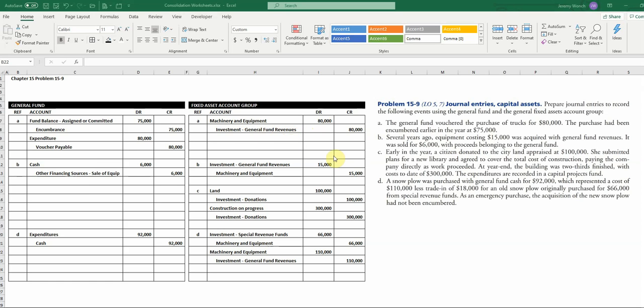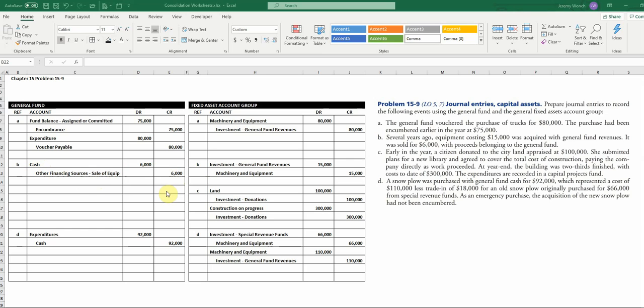In part B, several years ago, equipment costing $15,000 was acquired with general fund revenues, and it was sold for $6,000. The proceeds belong to the general fund. So the general fund is going to receive cash of $6,000, and we account for the revenue in other financing sources, sale of equipment for $6,000.